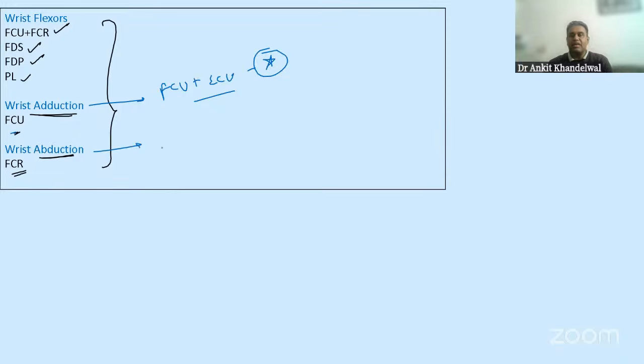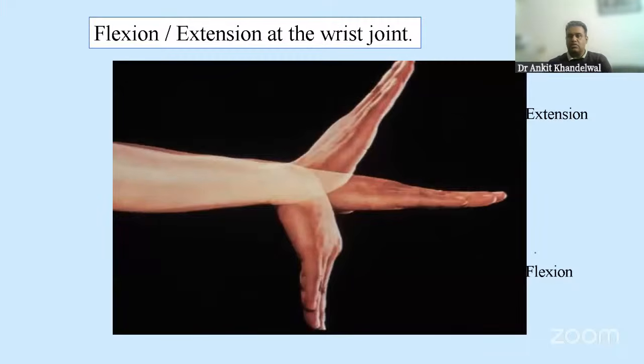Similarly, wrist abductors are flexor carpi radialis plus extensor carpi radialis longus and extensor carpi radialis brevis. Listen to this point. Because it's a 2D thing, we are only dealing with the tendons lying in front. What about tendons lying behind? That will also come into the picture. So remember that. Just to show you flexion and extension, just for your understanding.